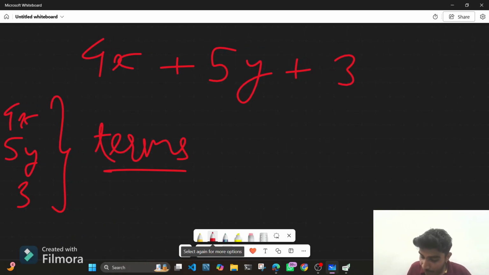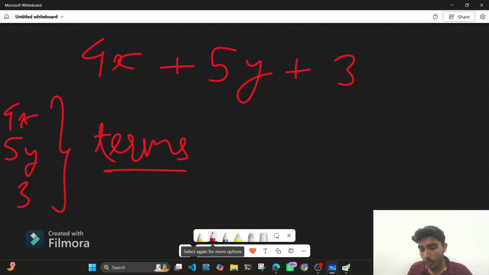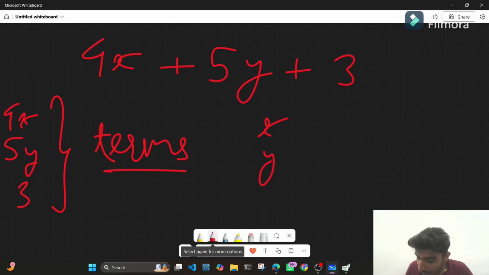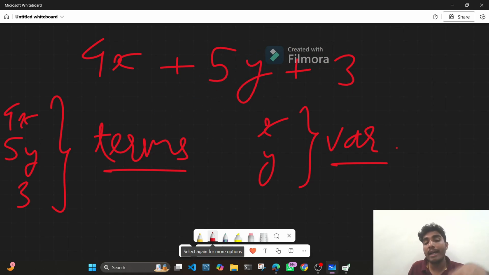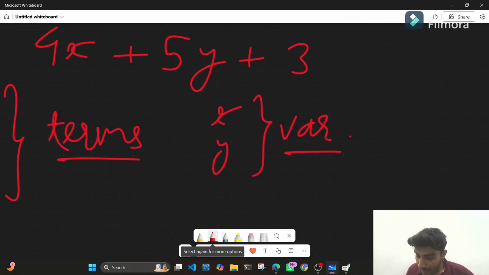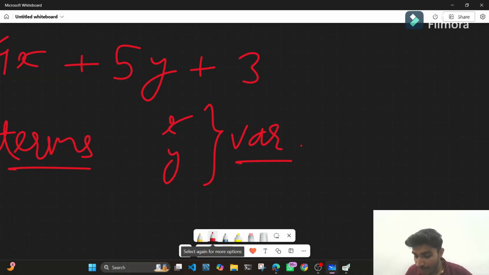Next we have coefficients, the number that is in multiplication with the variable. Okay, well, let's first see what are variables. So x and y here are variables. So basically variables are something that can take up any value. So here I can put x is equal to 1, 2, 3, 4, anything, and also y is equal to 1, 2, 3, 4, right?